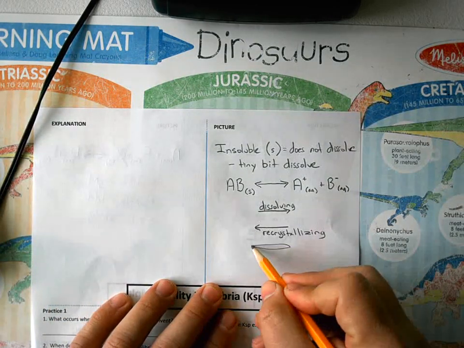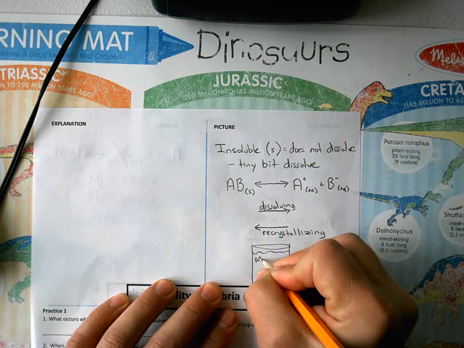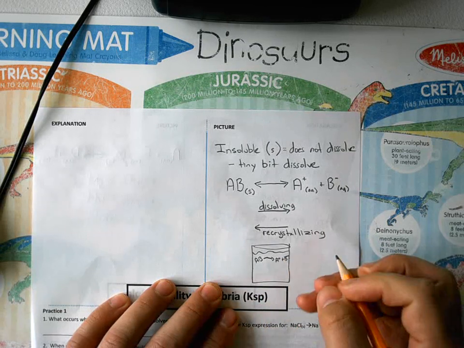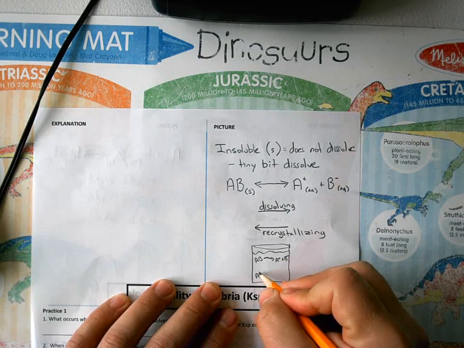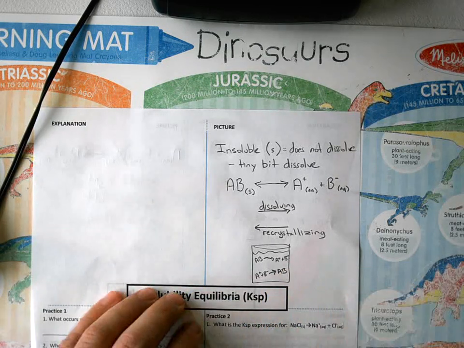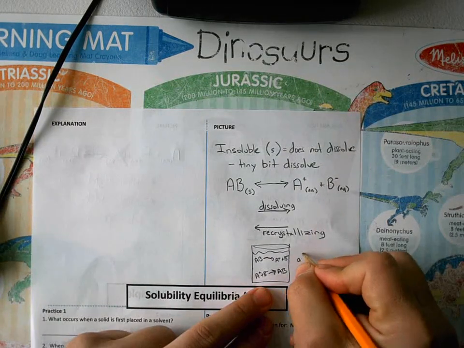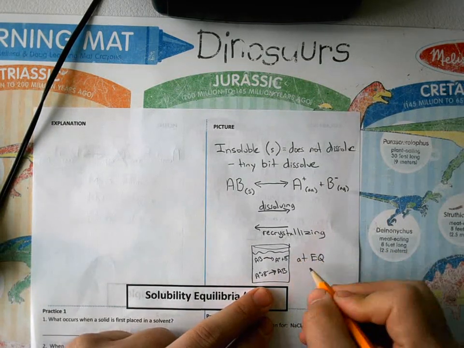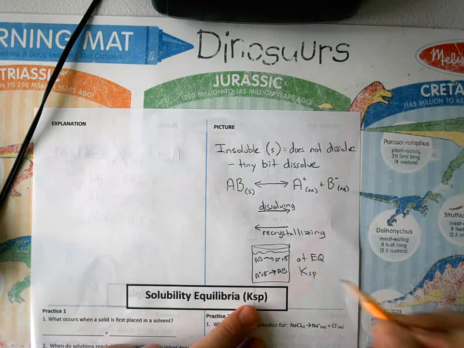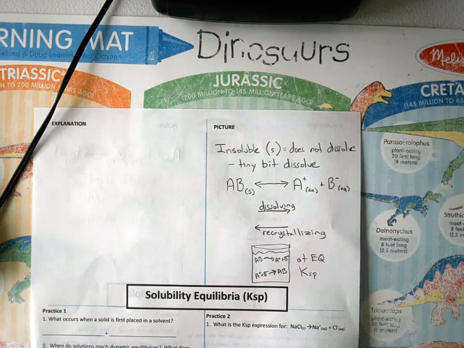So in solution here, we're going to have A and B dissolving or dissociating into ions, and at the same time we're going to have these ions coming back together to form solid. When these two rates are happening at the same time, we say we're at equilibrium, and we have a K value for that. This is called Ksp for solubility product instead of just the other K earlier.